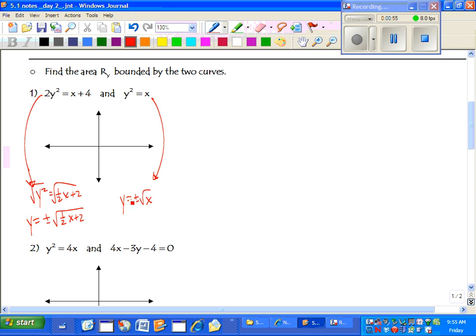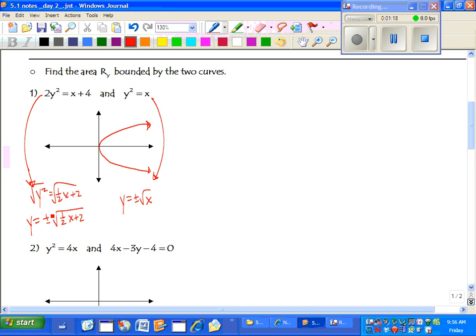So this one, square root of x, negative square root of x, you should have an idea of what that's going to look like. We're going to have a sideways parabola here. Each one is half of the sideways parabola. Square root of x looks like this, and negative square root of x would be the same thing, just flipped over the x-axis.